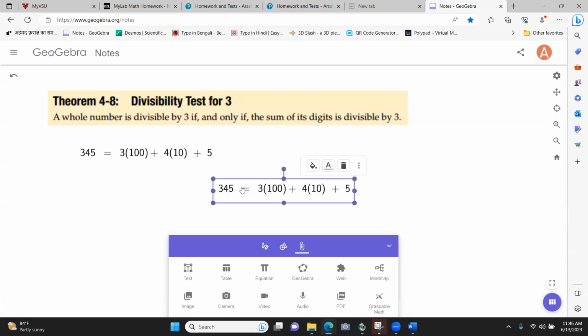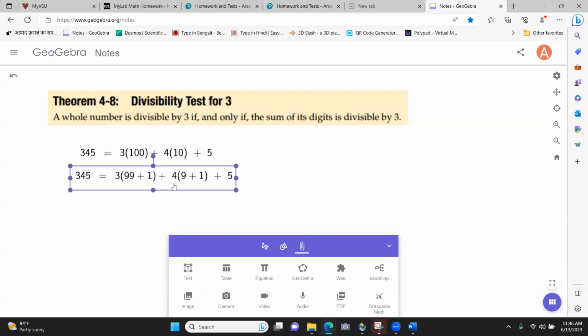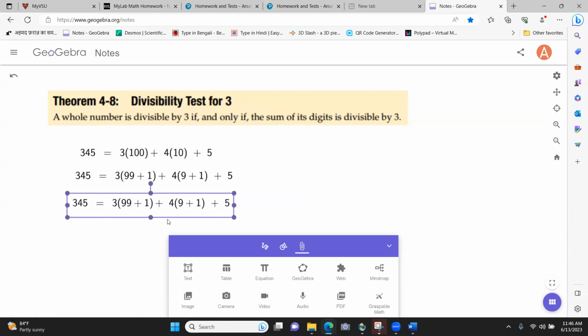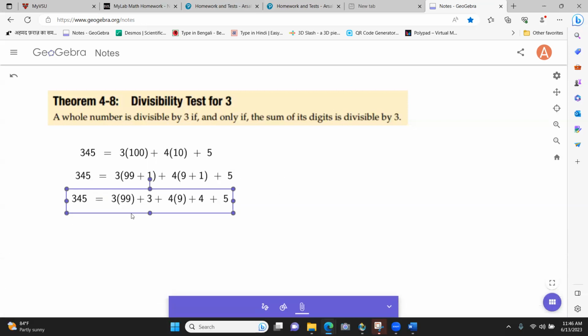Now, on top of that, I am going to separate 100 into 99 plus 1, 10 into 9 plus 1, and I'm going to leave 5 alone. Now I'm going to distribute. What do I get? 3 times 99 plus 3, and 4 times 9 plus 4. What's happening, guys? Do you see how you're isolating the digits 3, 4, 5?